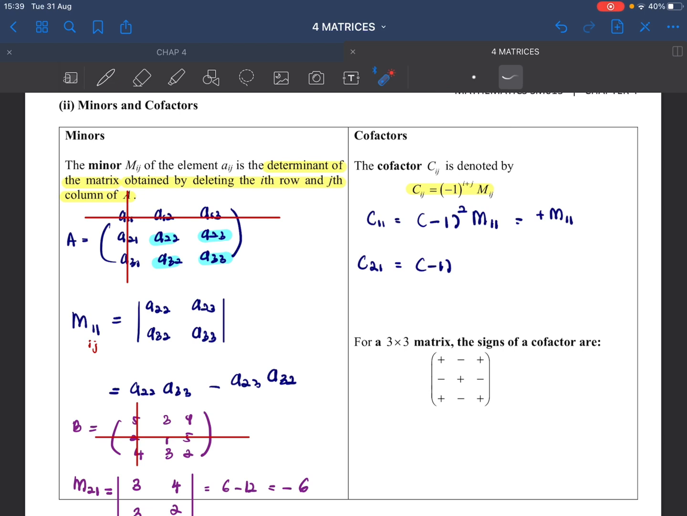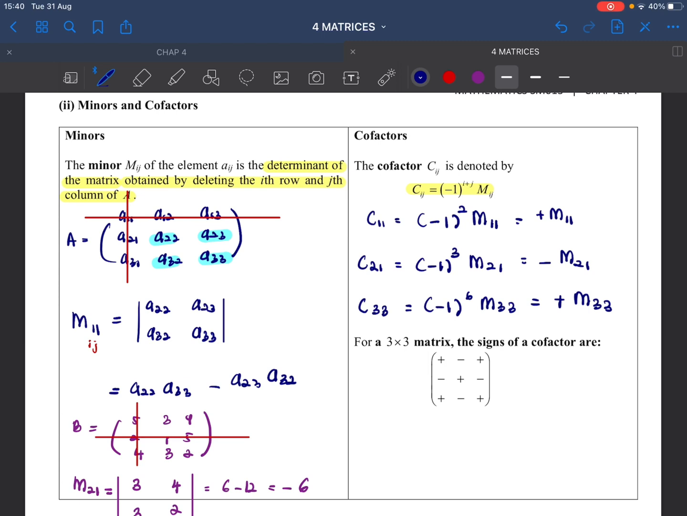So sekarang akan jadi to the power of 2 plus 1, which is 3. Okay. Minor 2 1. Minor tu tak kisahlah apa yang dia bagi. So kat sini kita akan ada negative 1 to the power of 3. We are going to get negative M21. Okay, so let's say if the question said negative 33. Okay, sama juga, negative 1 to the power of 6 M33. You are going to get positive M33.